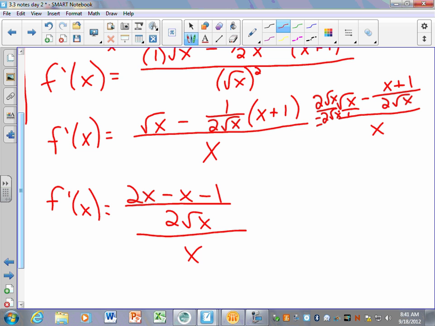Yeah, definitely, once we get one fraction over one fraction, we can flip that up and multiply by the reciprocal. Also, maybe you can see that 2x minus x is just x, so I'm going to simplify that all at once. On the top, I'm really just going to have x minus 1 over 2 square root of x, times the reciprocal of this, which is 1 over x.